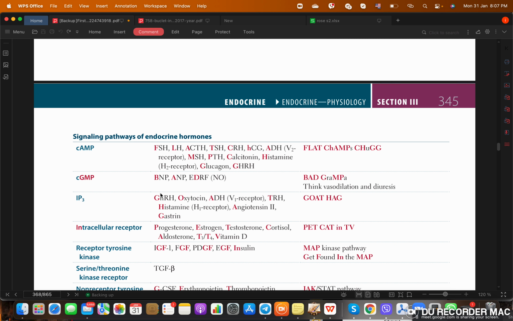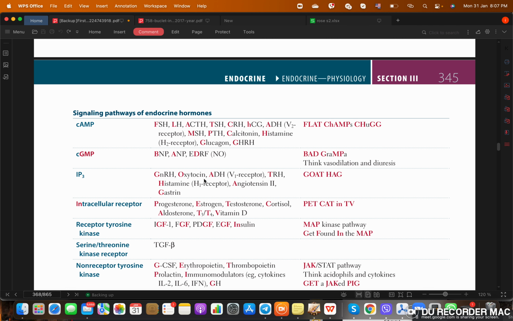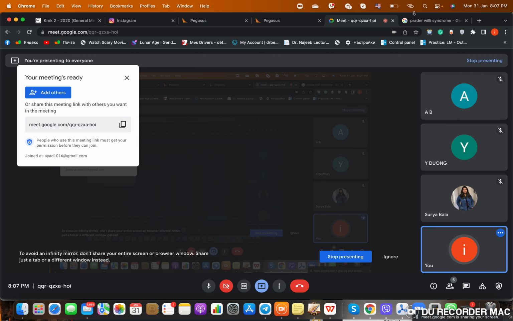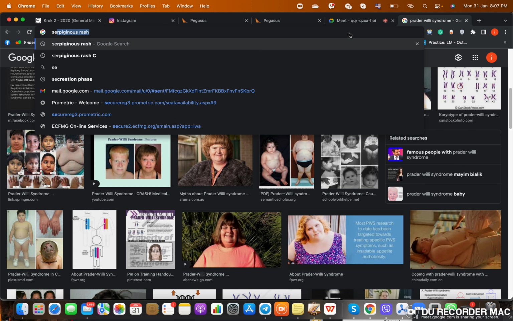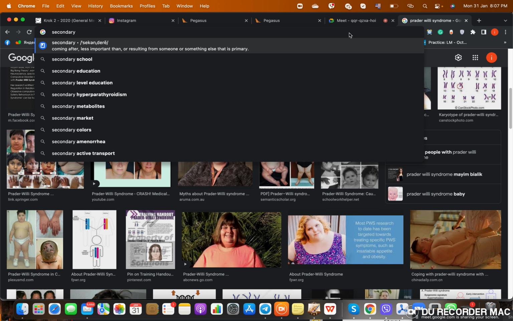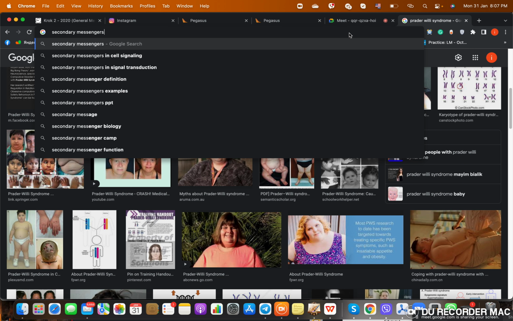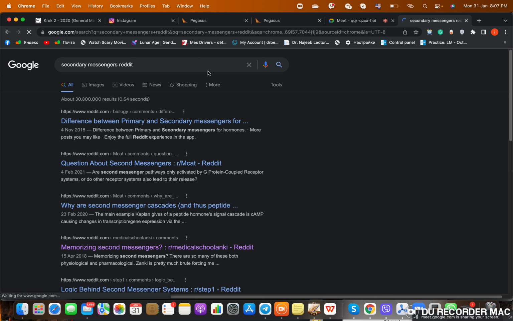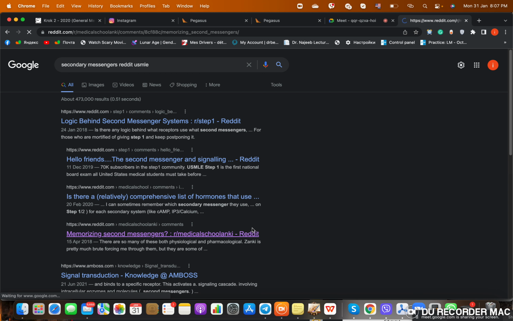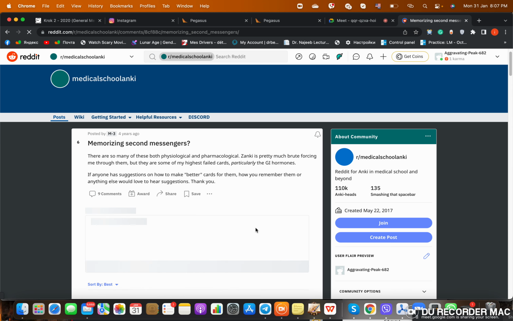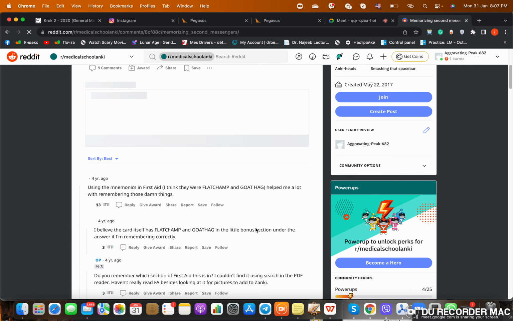So, cyclic AMP function, also known as cAMP, we keep saying cAMP, cyclic AMP. It has all of these hormones. You are like, how the hell am I going to memorize all of these hormones? You don't have to memorize them. Actually, I'm just going to find it for you. Secondary messengers, Reddit. Just a moment. So basically, to be able to memorize all of them, there is one picture that has all of them in it, and I hope I can find it.